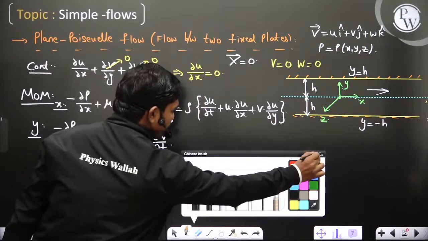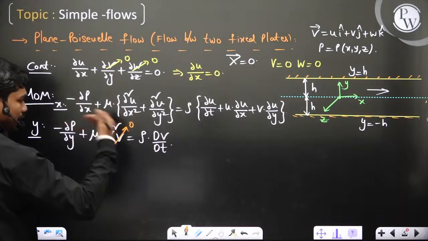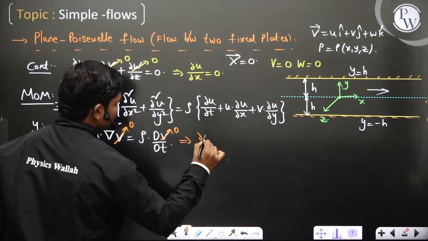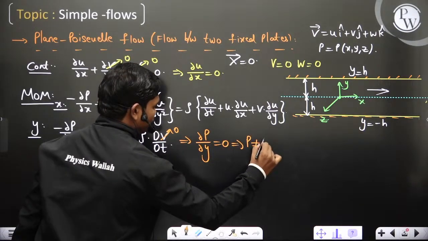Now clearly v is 0, so whatever differentiation you apply, the Laplacian, whatever you apply to v, it is also 0. So this clearly gives you dou p by dou y is 0. What is the meaning of this? Pressure is not a function of y, correct?